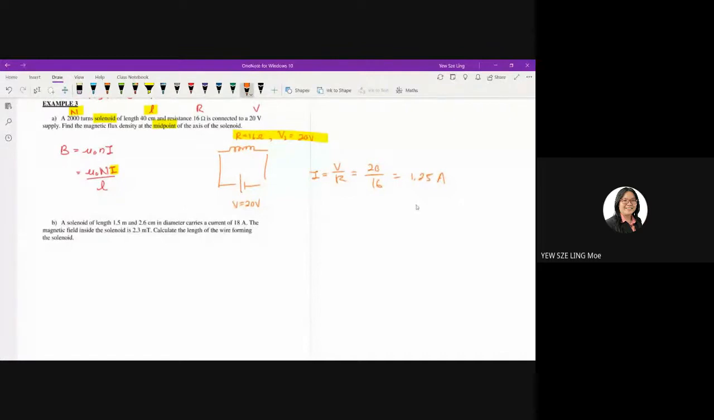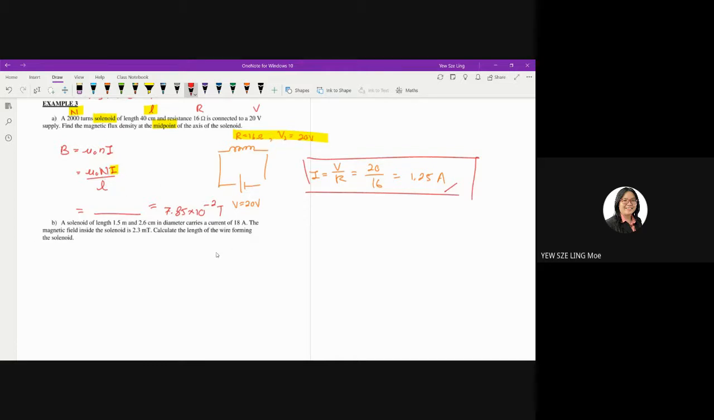Okay, 1.25 ampere. So now that I have everything, I have N, I have L, and then mu naught is just a constant value. You plug in everything, and eventually you should obtain 7.85 times 10 to the power of -2 Tesla. So that is question A. In question A, the new thing is how to calculate I first before you determine the magnetic field.